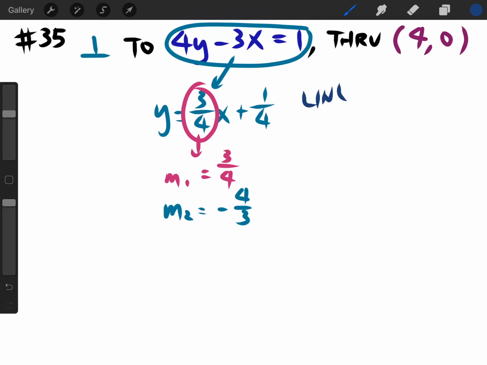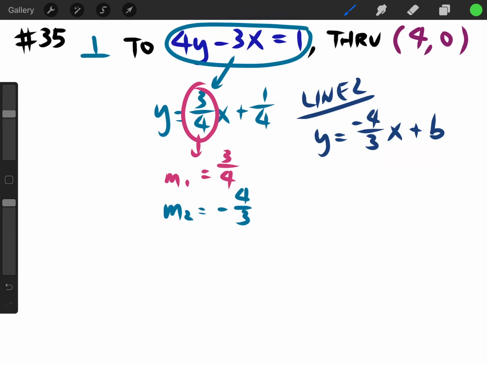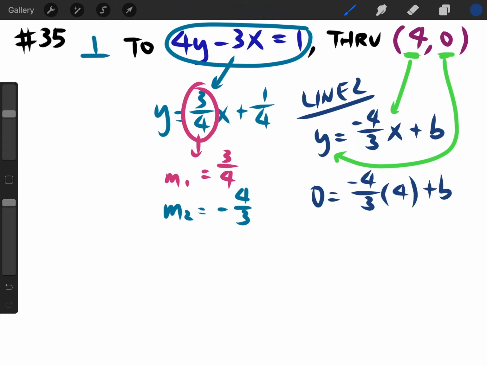All right, so let's set up the equation for line 2. The way to set it up is going to be y, keep it y, -4/3, keep it as x, and then plus b. This is what we need to solve. This is similar to the previous question. It's passing through 4, 0. So 4 inserted into x and 0 inserted into y. So go ahead and solve it. 0 equals -4/3 times 4 plus b. And then you do the math yourself. I'm not about to do it.